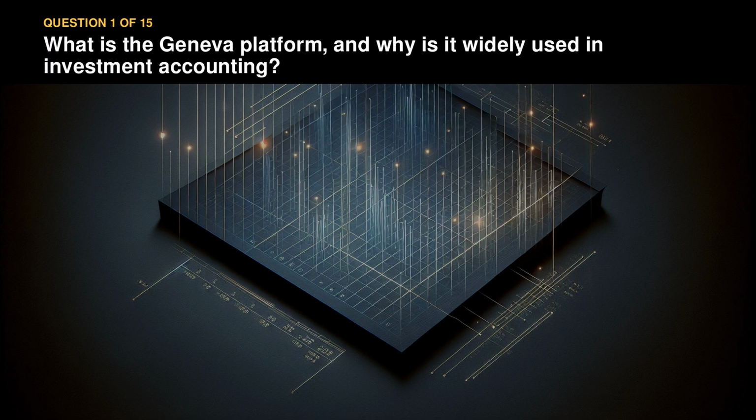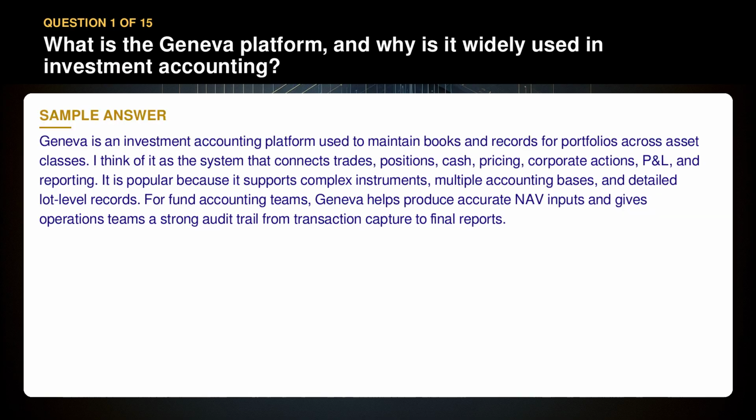Question 1. What is the Geneva Platform, and why is it widely used in investment accounting? Geneva is an investment accounting platform used to maintain books and records for portfolios across asset classes. I think of it as the system that connects trades, positions, cash, pricing, corporate actions, profit and loss, and reporting. It is popular because it supports complex instruments, multiple accounting bases, and detailed lot-level records.